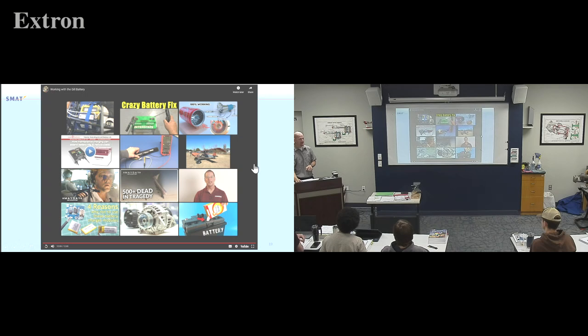NICADs don't like, well, there's storage issues. NICADs don't like to be stored without use, and anyway, so which battery's better? Well, it all depends on how you're using it.